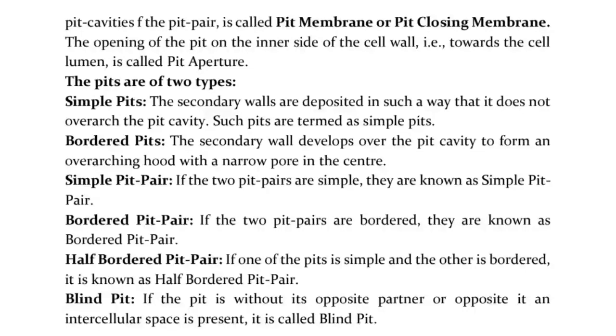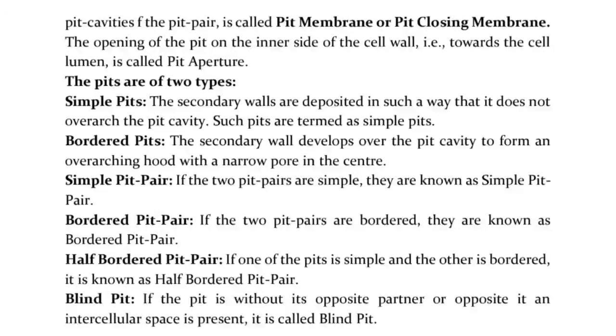The pits are of two types. Simple pits. The secondary walls are deposited in such a way that they do not overarch the pit cavity. Such pits are termed simple pits. Bordered pits. The secondary wall develops over the pit cavity to form an overarching hood with a narrow pore in the center. Simple pit pair. If the two pits of a pair are simple, they are known as a simple pit pair. Bordered pit pair. If the two pits are bordered, they are known as a bordered pit pair. Half-bordered pit pair. If one of the pits is simple and the other is bordered, it is known as a half-bordered pit pair.